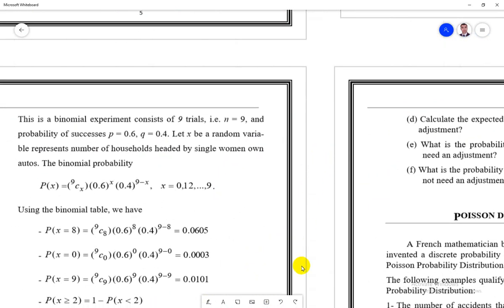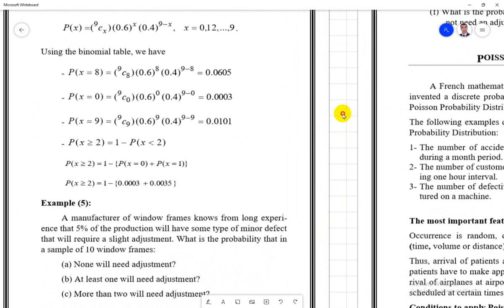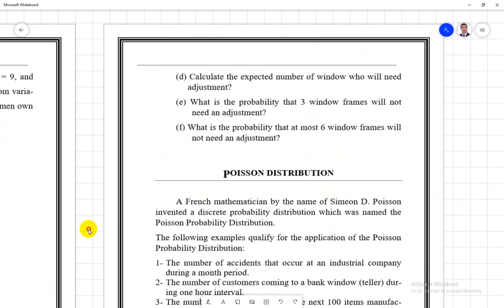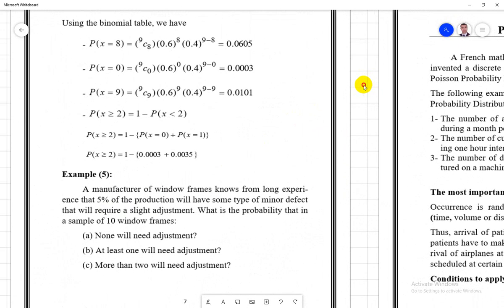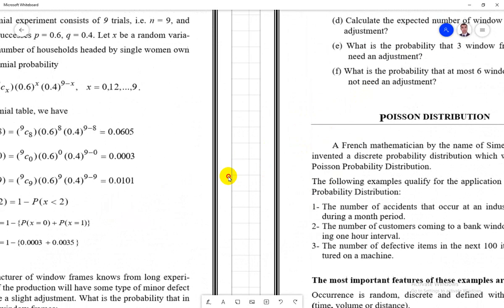Please check that. So now we finalize with example 5. Please try it by yourself. I will leave example 5 for you. The style is binomial distribution.